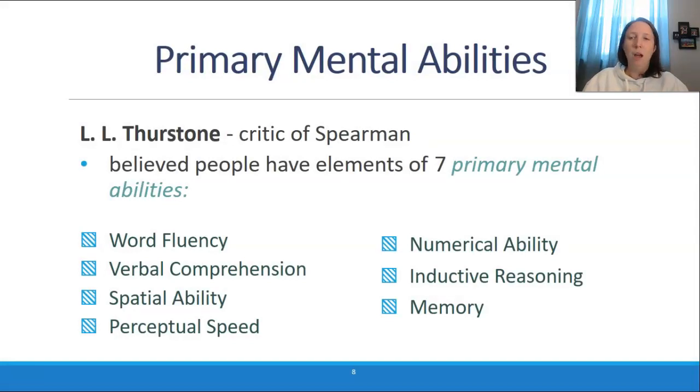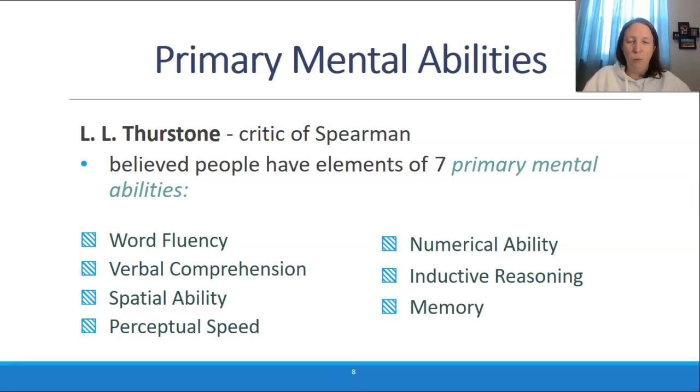Thurston was a critic of Spearman. And he's like, no, no, there's not just one type of intelligence. That people actually have seven primary mental abilities, and that's the name of Thurston's theory. And we do need to know both the psychologist and the theory that they developed. So in this unit, be very certain to study both the name of the theory and the person.